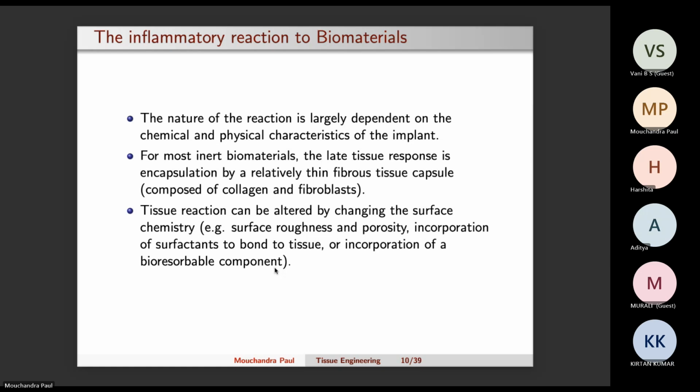Acceptable, pure. Not exactly. Anyone else? Inert biomaterial. Yeah, inert. Natural biomaterials like collagen.